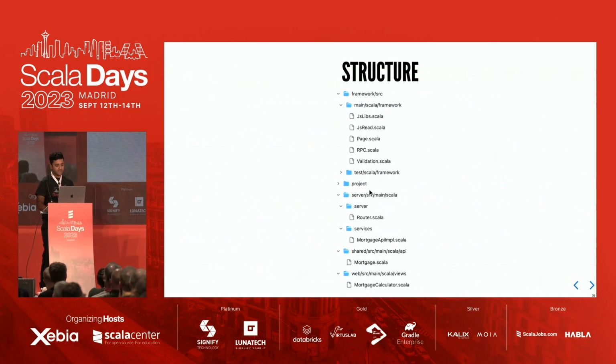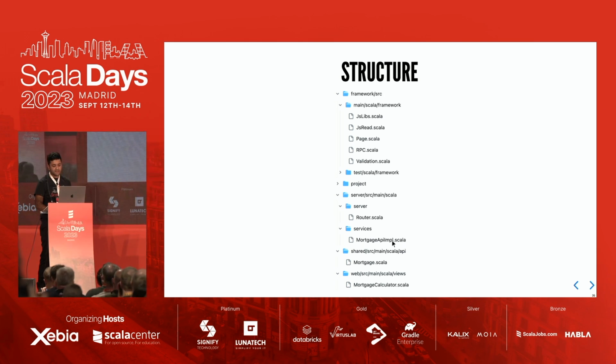Again, it's not required. So at the end of my talk, I'll quickly go over all the things you saw. jslibs.scala is the CDN front-end library management. jsread.scala is the little utility I just showed to read JavaScript instances into Scala types. This is my abstract page class. This is my RPC util. This is my validation library. And this is my router, which serves web pages.